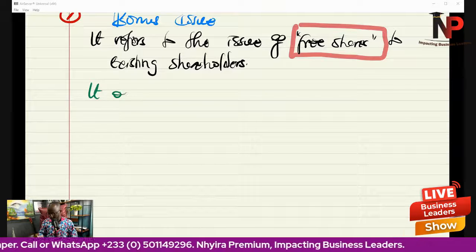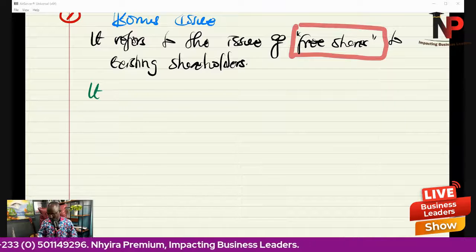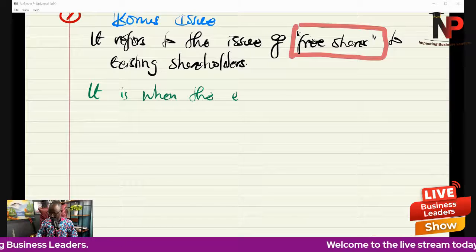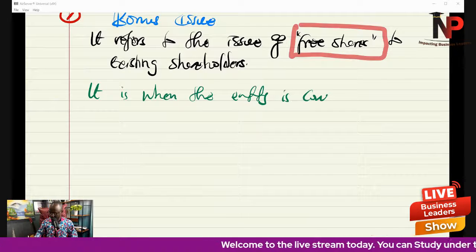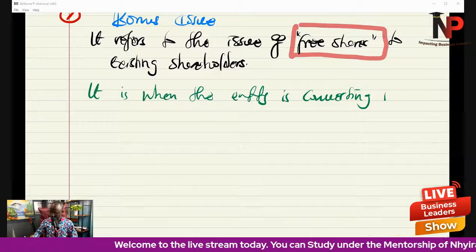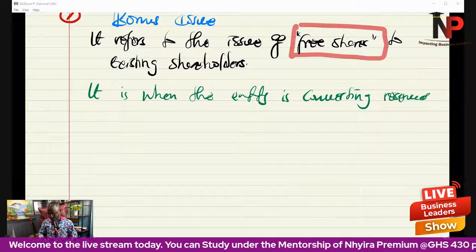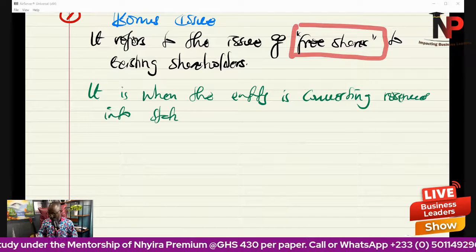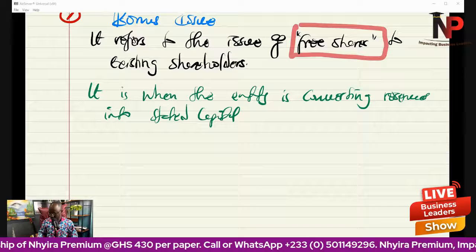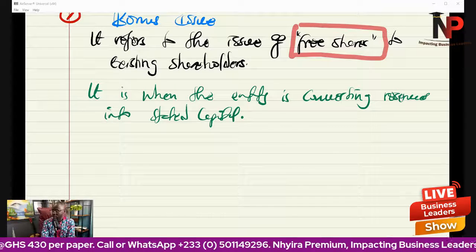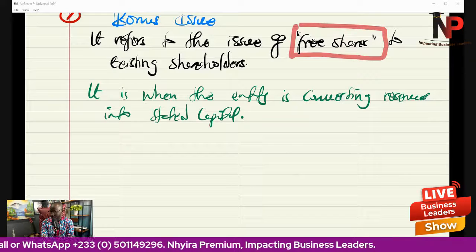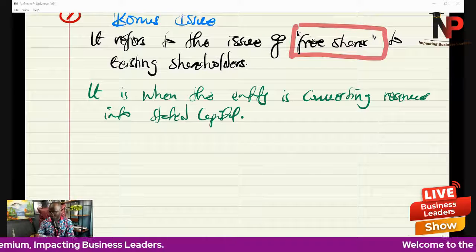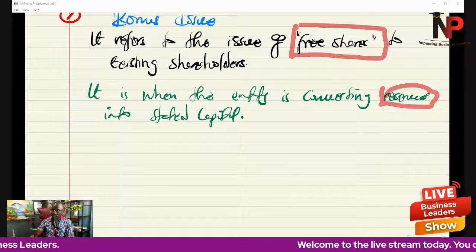So it occurs when the entity is converting reserves into stated capital. Or instead of paying shareholders dividend, we give them shares, period. Instead of giving them dividend, we give them shares. So we are converting reserves into share capital.